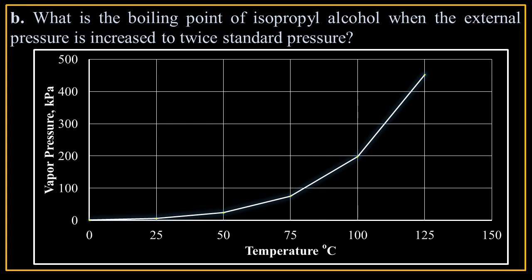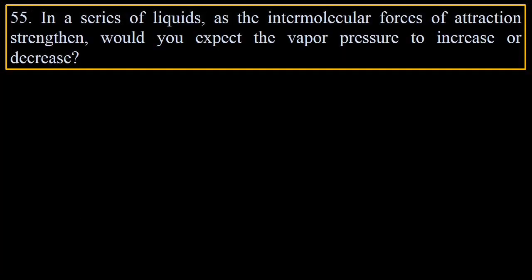So 200 kilopascals intersects right at 100, and that's the answer. So you simply draw in the value, just the horizontal line at 200, that's twice the standard pressure, rounded, of course, and then you intersect, and then you drop a line vertically straight down, and you get 100 degrees Celsius.